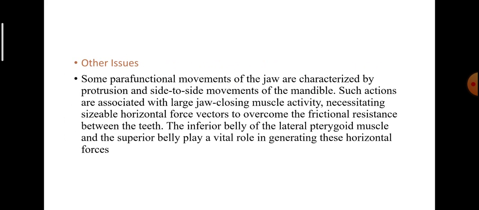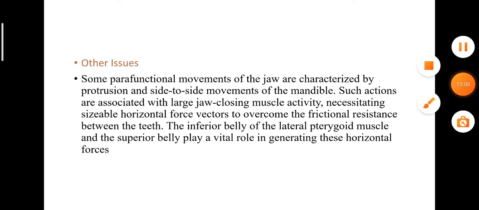Other issues. Some parafunctional movements of the jaw are characterized by protrusion and side-to-side movements of the mandible. Such actions are associated with large jaw-closing muscle activity, necessitating sizable horizontal force vectors to overcome the frictional resistance between the teeth. The inferior belly of the lateral pterygoid muscle and the superior belly play a vital role in generating these horizontal forces. And herein we have had a comprehensive overview of the lateral pterygoid muscle.